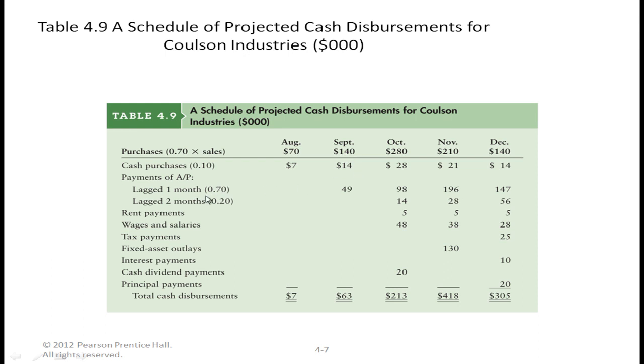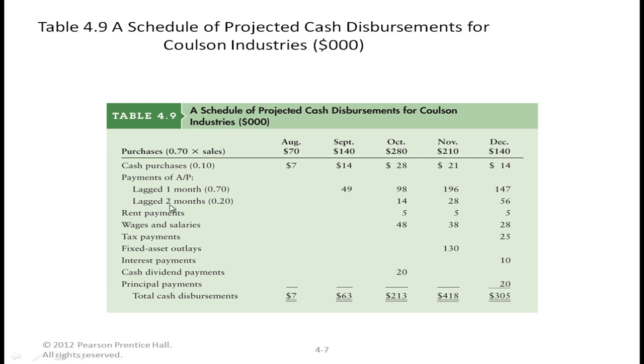Now you have these lagged periods. After 1 month, they will pay off 70% of their previous month's sales. So 70% of 70 is 49. 70% of 140 is 98. 70% of 280 is 196, etc.